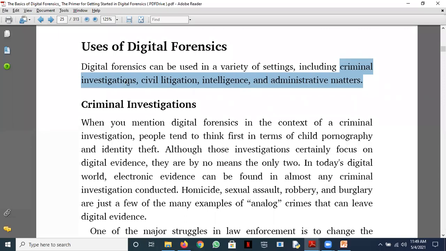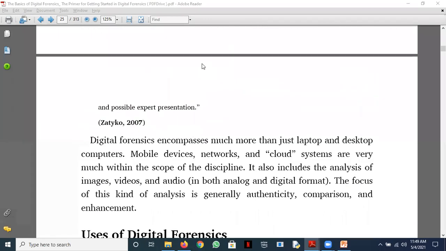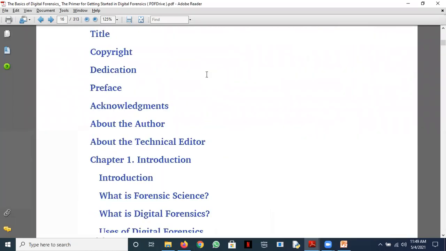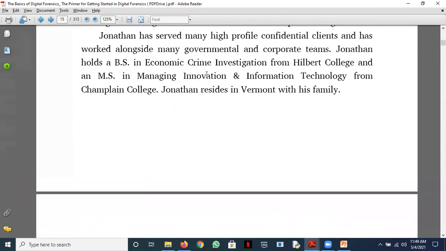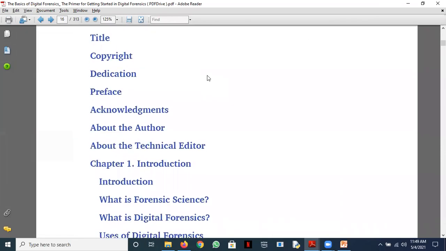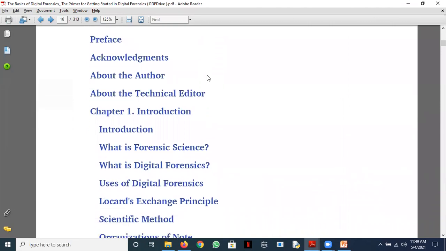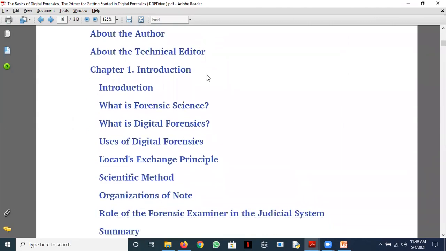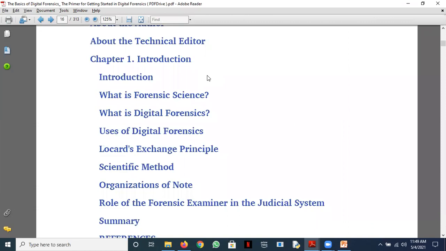So I'll just go to the topics, what all we need to study based on our syllabus. So this is the broad categorization you can see. The first one is obviously the introduction. What is forensic? What is digital uses? Locard's exchange principle. Do you remember Locard's exchange principle?